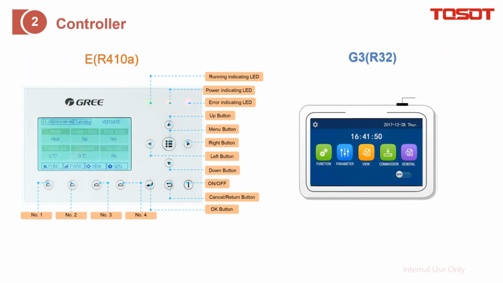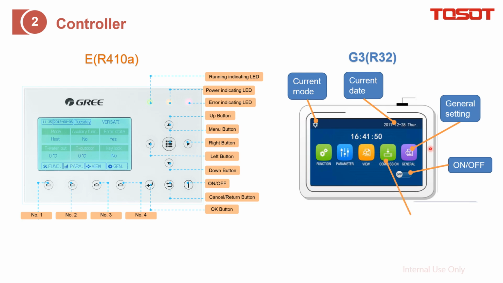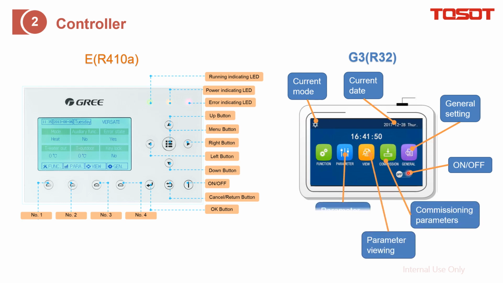Controller. This is a touch screen, and from here we display the current mode, current day, and general settings of this controller, and turn on or turn off the system from here. And here, commissioning is to tell the system which components you have, and here is to check the parameters and also the component on/off state. And here is the setting target, and here is which function you like.